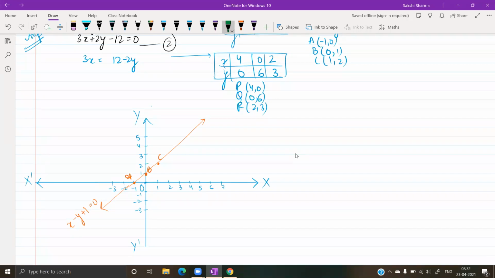For the second one, we have 4, 0. This is P, 0, 6. Okay, we will need to plot a value here. Let's take this as 6. This is Q. Then R is 2, 3.